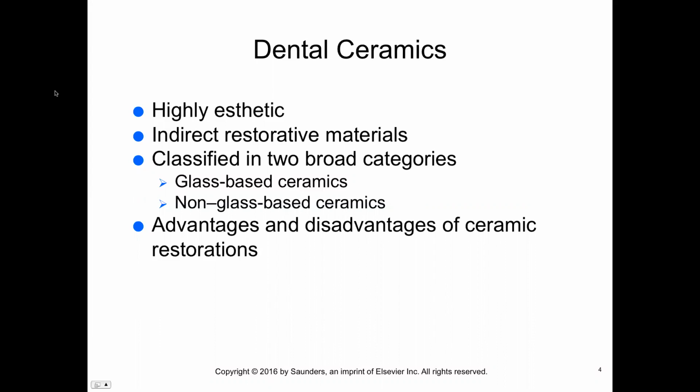They're classified based on composition, processing method, fusing temperature, microstructure, translucency, fracture resistance, and abrasiveness. But for teaching purposes, we're just going to break them down into 2 broad categories, which are glass-based and non-glass-based. Glass-based ceramics have silica as a main component, and they have a glassy matrix. These include feldspathic, lucite reinforced, and lithium disilicate ceramics. Non-glass-based ceramics are composed of simple or complex oxides.